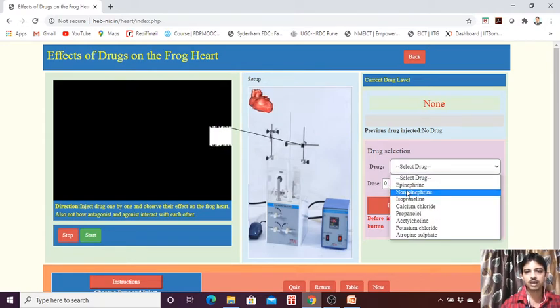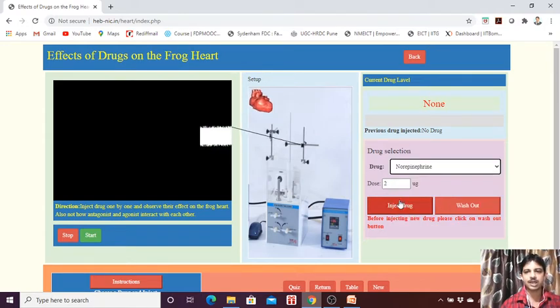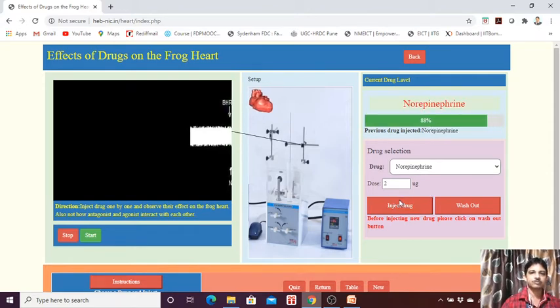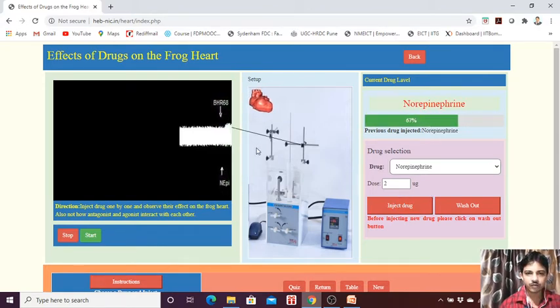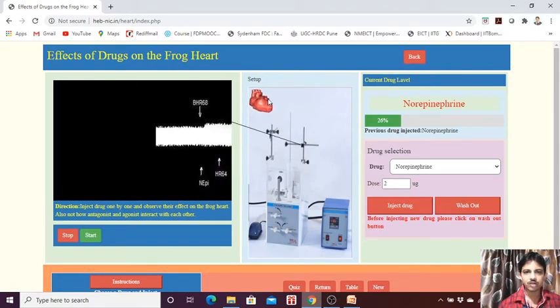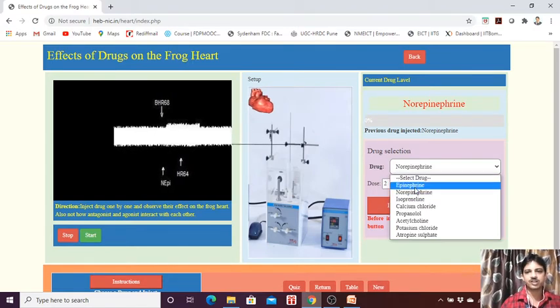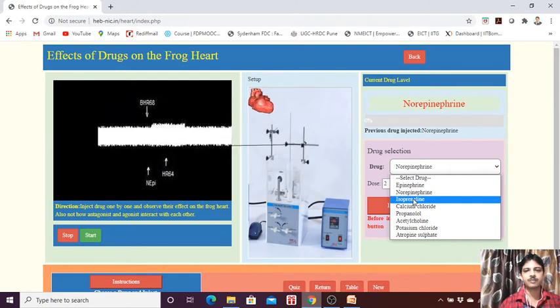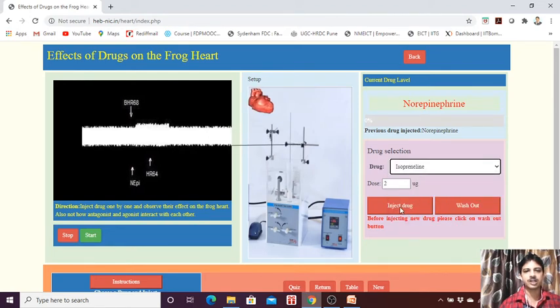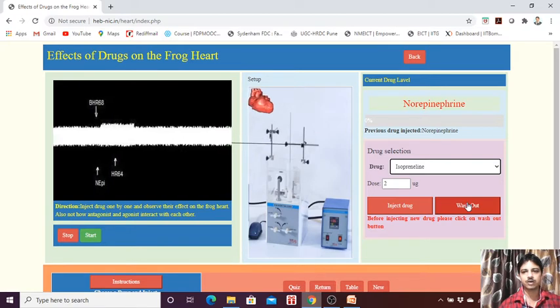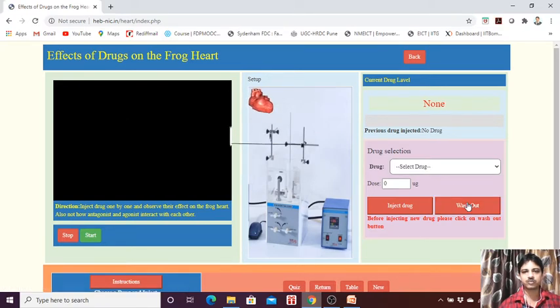So next you go and check the epinephrine. Can you find the tone? There is a change in the tone, and a little increase in the contraction in the case of epinephrine. If you change the drug, it comes back to normal. Now change the drug to isoprenaline. Okay, just go for the washout, that means you have washed out the drug.